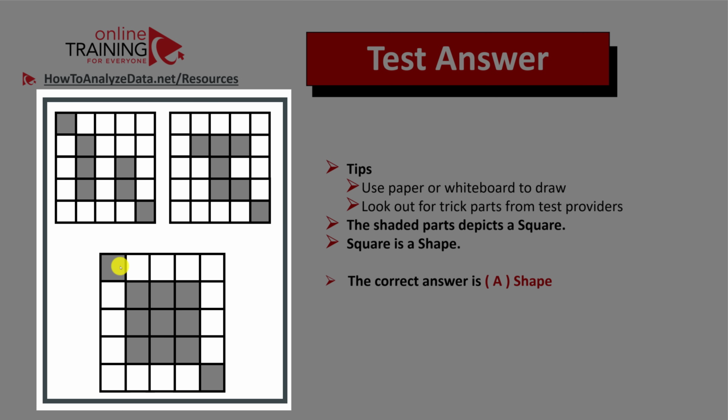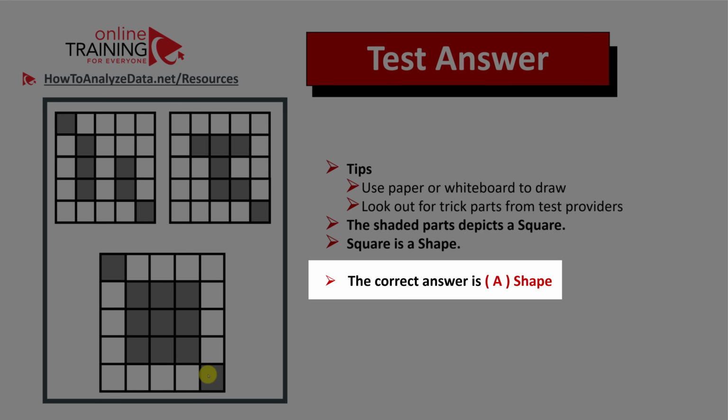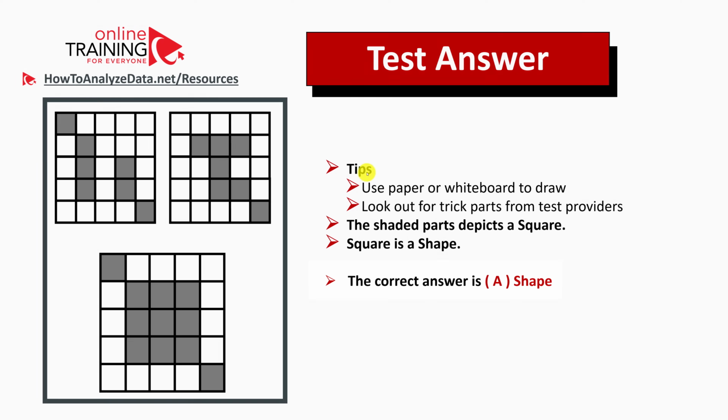Another tip here is to look out for trick parts that might be included in the final shape upon merging, and they're created by test providers to confuse you. As you can see, upon merging both squares at the top, you see the final square at the bottom, and you see that there is a square in the middle, as well as two shaded small squares in the upper left corner and in the bottom right corner. So the correct answer here is choice A, shape, because square is the shape. But make sure to use those tips I shared with you earlier to increase your chances of answering these types of questions correctly on the test.